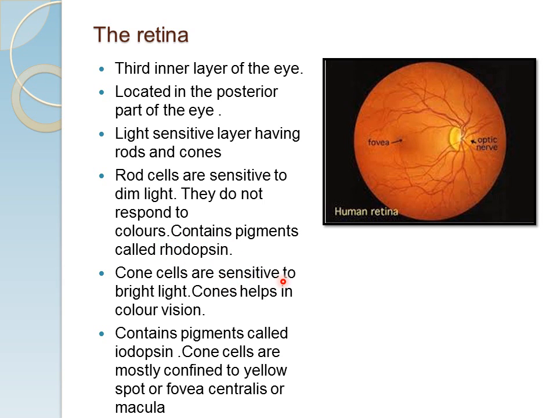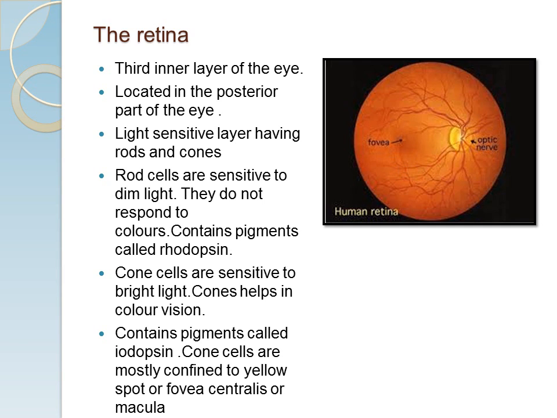And the cones are always sensitive to bright light. So these are working in contrast. Rods are sensitive to dim light and cones are sensitive to bright light. Cones are always responsible for color vision, whereas the pigment present in the cones is iodopsin. Cone cells are confined mostly to the yellow spot or fovea centralis or macula. So this is the fovea centralis or macular region of the retina. Cone cells are mostly confined to this region of the eye.